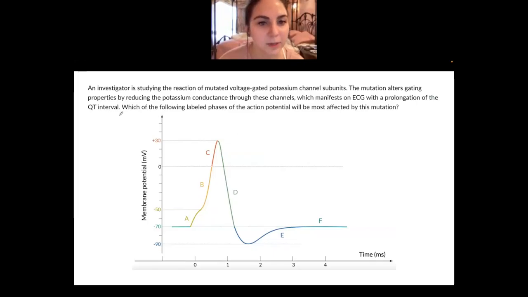And then this one, for example, you have to know, if I look at this action potential, which action potential are they talking about with the shape? So sometimes they won't tell you.